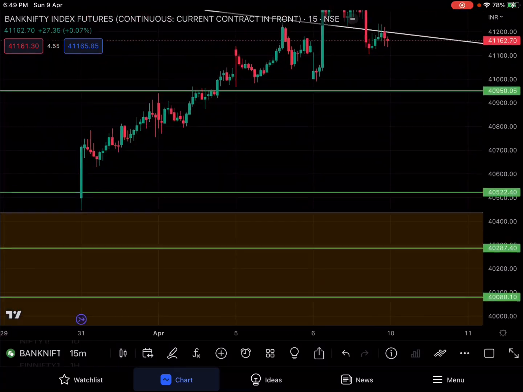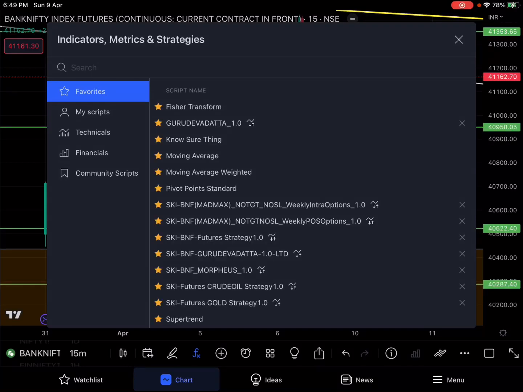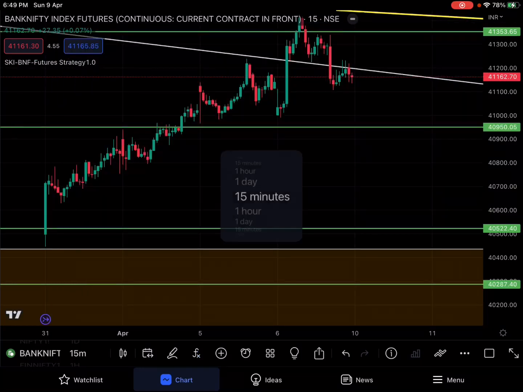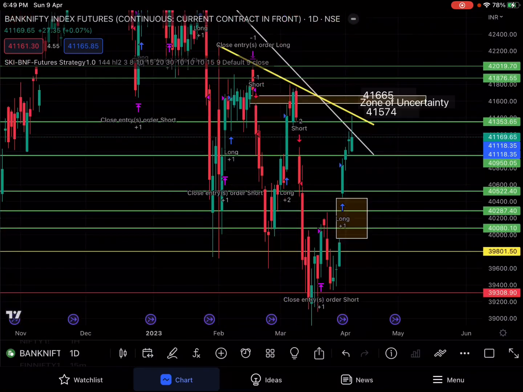This is the overall analysis, and let me also use my software to understand how the markets are behaving, or what the signals are. Let me apply one of my scripts that I have developed, which I use to trade intraday and to understand the overall position on a long term basis as well. For the futures, if I'm looking for a long term, let me go to 1 day.